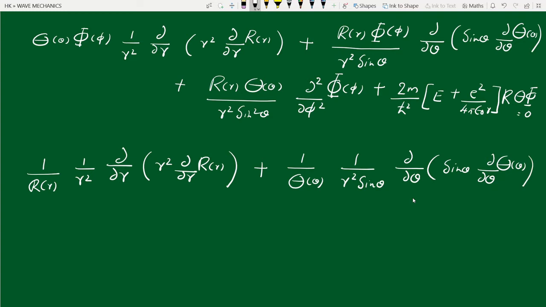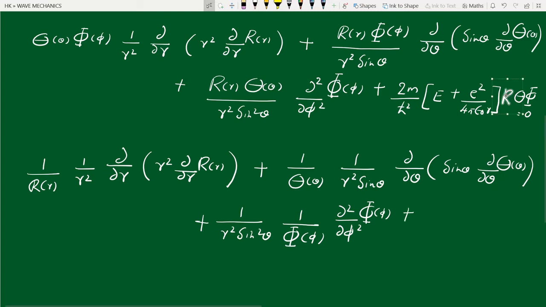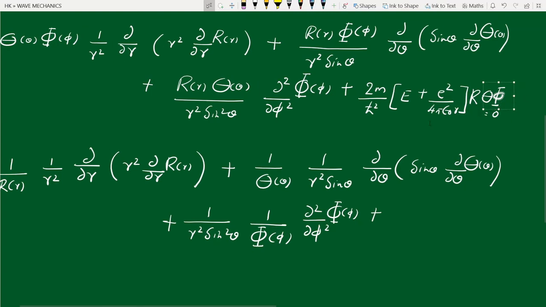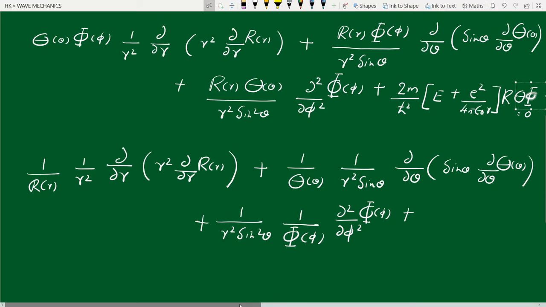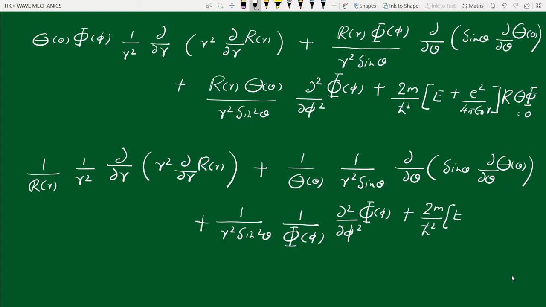Now in the third term, r and theta will cancel with r and theta in the denominator, so only the phi term will be there in the denominator. So we have 1 by r square sine square theta, then capital Phi in the denominator, dou square by dou phi square of phi. The derivative is acting on phi. And in the last term, the fourth term, r theta phi in the numerator will cancel with r theta phi in the denominator, so the wave function is gone there. So the last term will be 2m by h cross square, e plus e square by 4 pi epsilon 0 r, equal to 0. Let us call it equation 2.